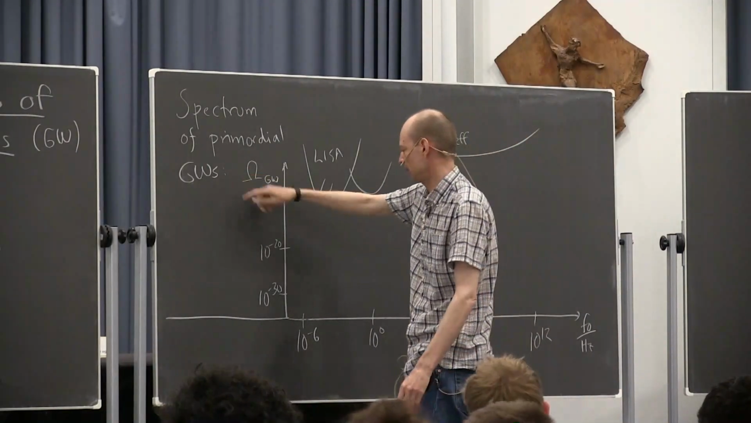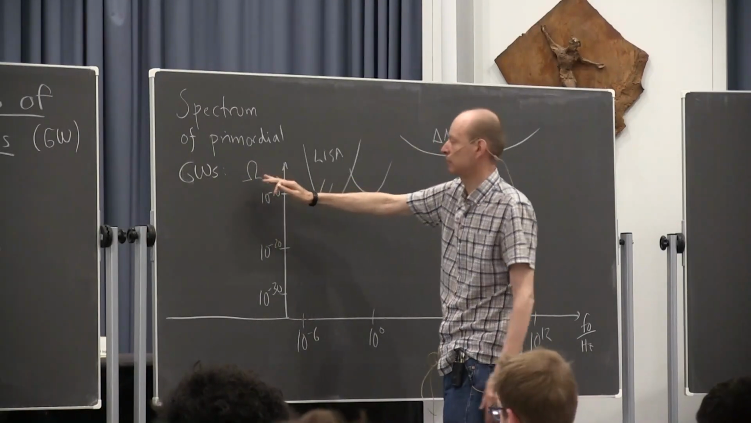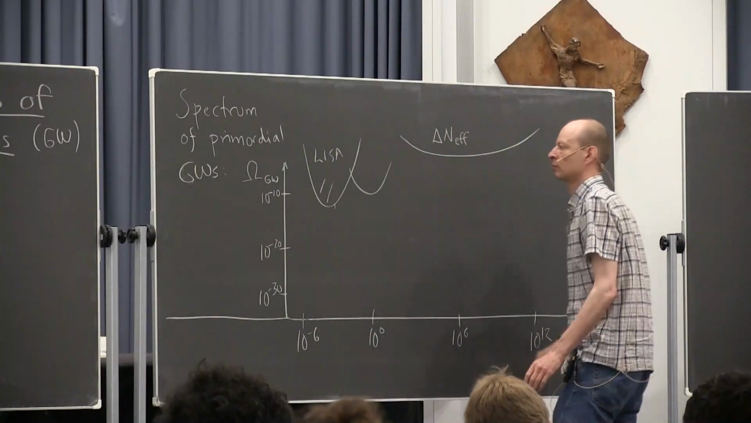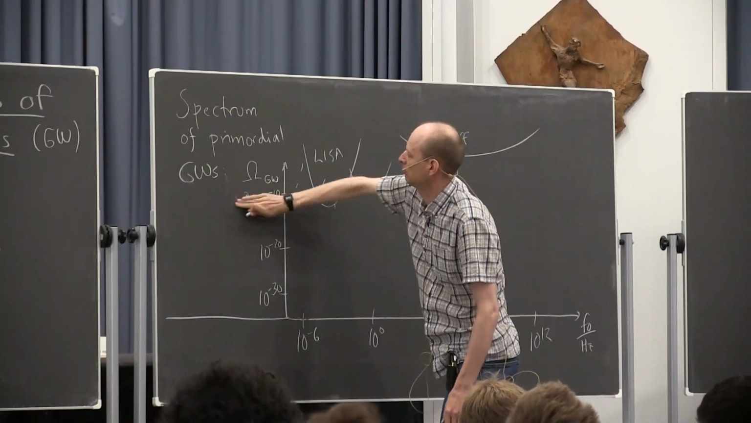Okay, somewhere here, a bit to the left, are also the pulsar timing arrays, which have been very much in the press recently, 10 to the minus 8 or so.